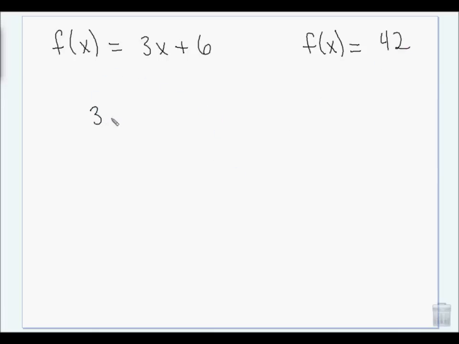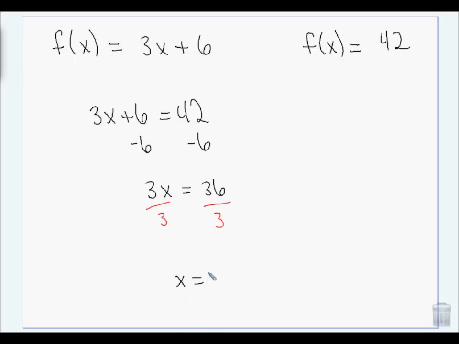Okay, so for our first exam question, I will give you a function and I will ask you to solve for x if f of x is equal to, let's say, 42. Okay? So what you do is you set 3x plus 6 equal to 42, and then you solve for x. So subtract 6 from both sides. 3x is equal to 36. Divide by 3. So x is 12.